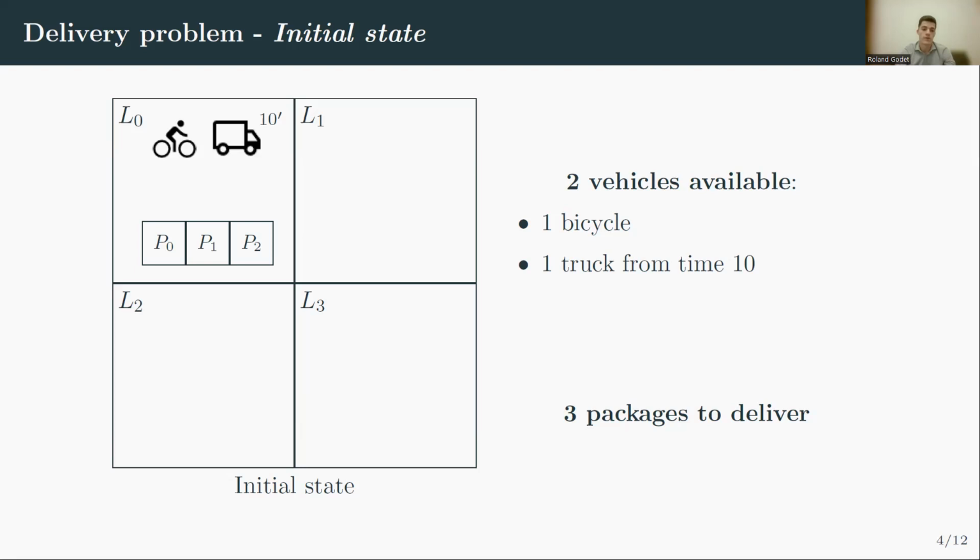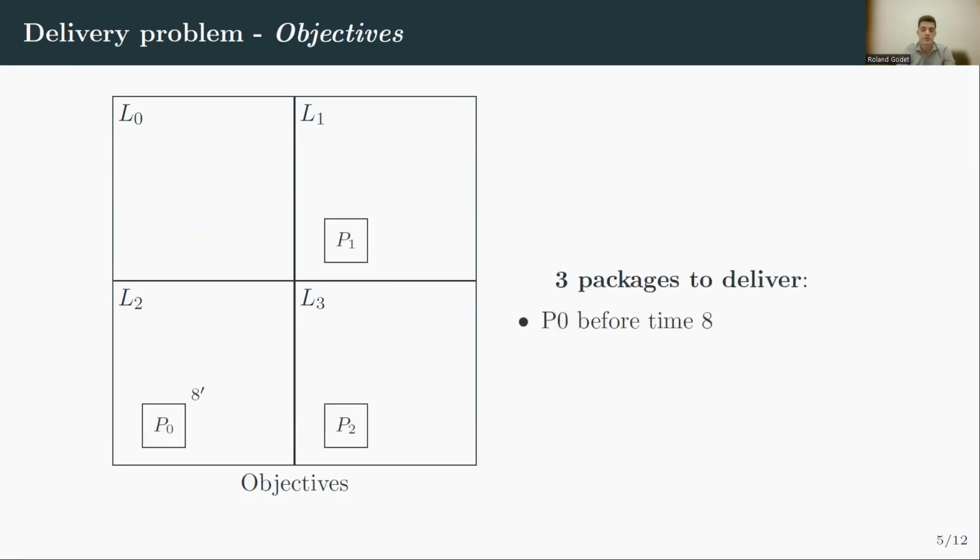And we have 3 packages to deliver, P0 to P2, and all of them are at the location L0 at the beginning. The objective is to deliver the 3 packages as shown in the image. And there is one more constraint, which is that the package P0 has to be delivered before time 8.